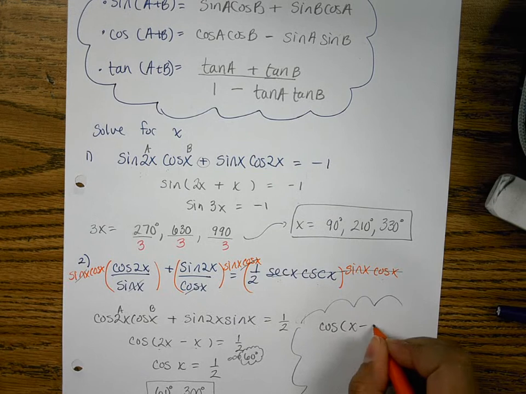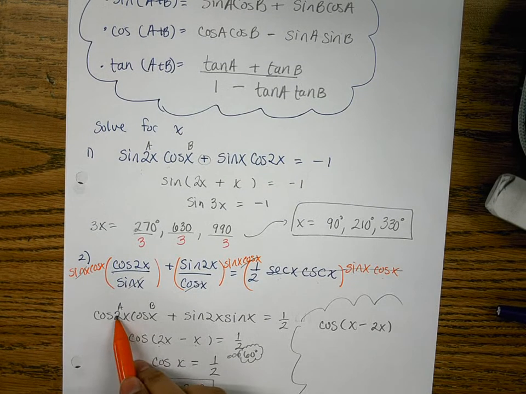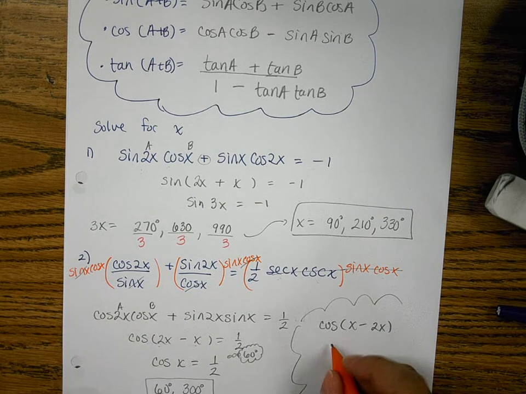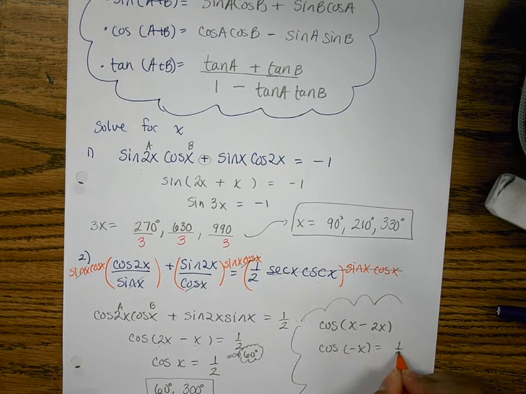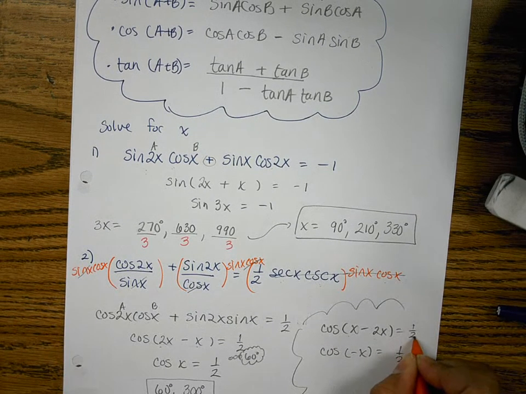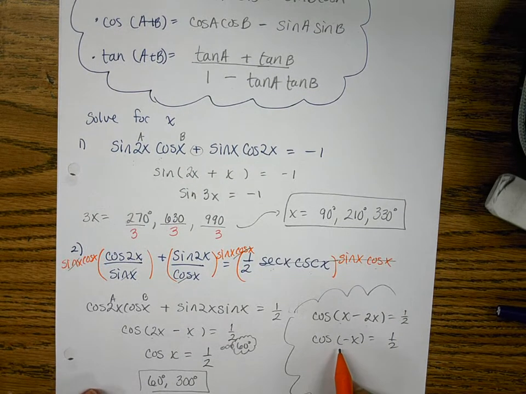Here, how do you know? What happens if you flip them around? Let's quickly do that here and see what happens. What if I did cosine of x minus 2x? What if I wrote this as cosine x cosine 2x? This was A and that is B. What would happen? Cosine of x minus 2x is cosine of negative x equals 1/2.